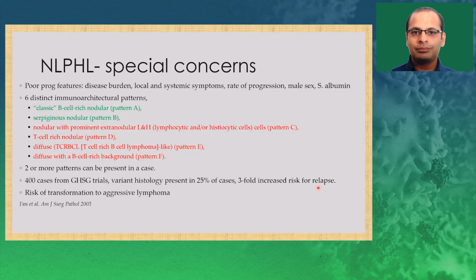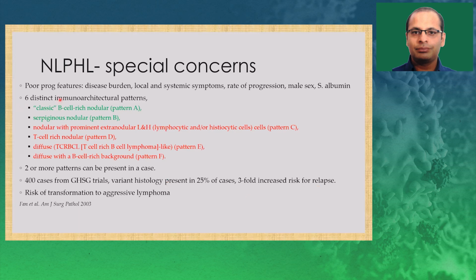NLPHL, yes, 5% of the cases. This is an indolent disease, usually not very aggressive, but presents with advanced stages in most of the patients. Prognostic features include disease burden and local and systemic symptoms. Sometimes the rate of progression can be quicker in certain patients, especially if they have abdominal lymphadenopathy and liver and spleen involvement, male sex, and lower serum albumin.